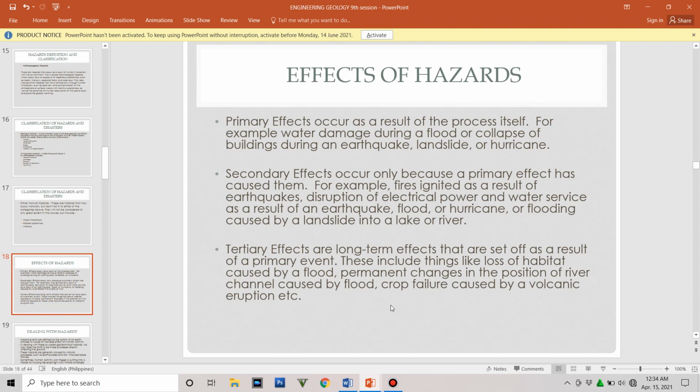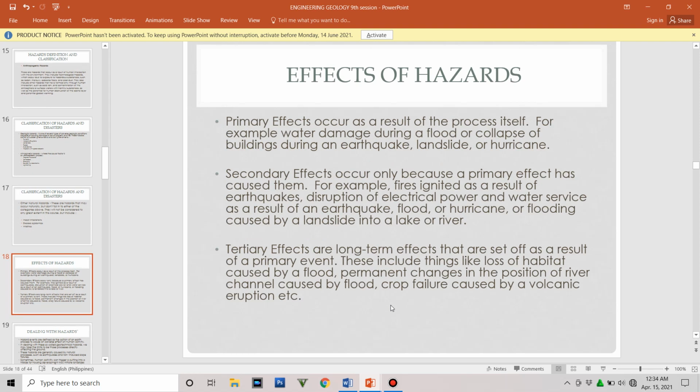So what will be the effects of hazards? So it could be direct or indirect effect. The direct effect is actually the primary effect, and the indirect effect will be the secondary and the tertiary effect. So the primary effects occur as a result of the process itself. For example, water damage during a flood or collapse of buildings during an earthquake, landslide, or hurricane.